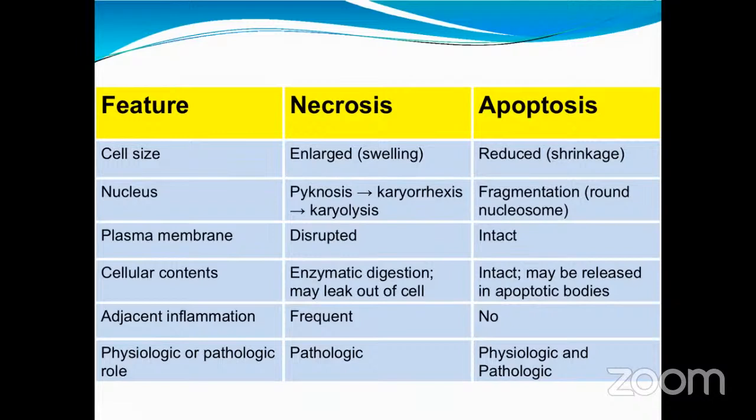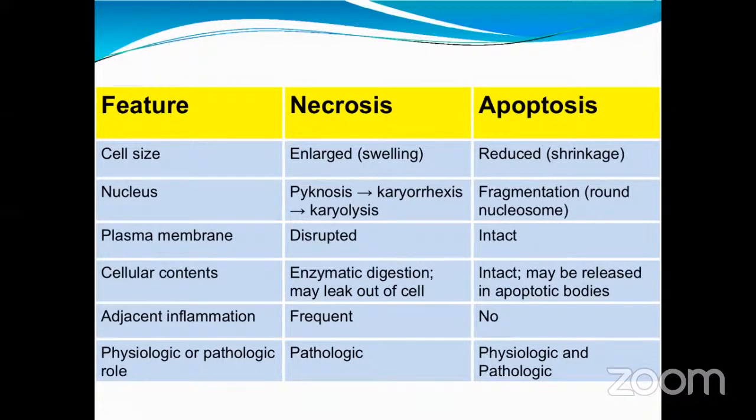In necrosis, the cell size will be enlarged, they will swell, while in apoptosis, it will shrink, the size will be reduced. Then the nucleus: in apoptosis, it will shrink and the nucleosome will become fragmented. Whereas in necrosis it will also become fragmented, but there will be lysis and it will be released outside. Then the plasma membrane: in necrosis, it will be disrupted, that means it will burst, whereas in apoptosis, it will be intact.